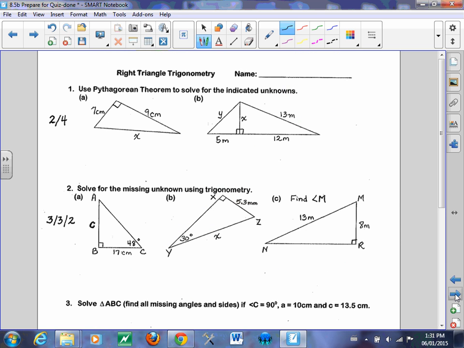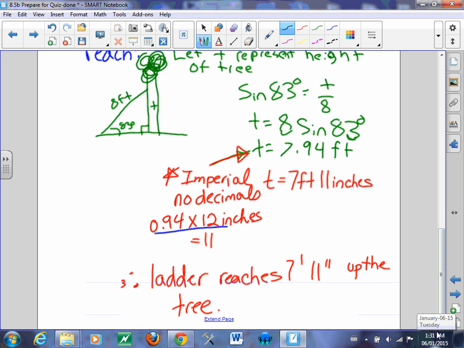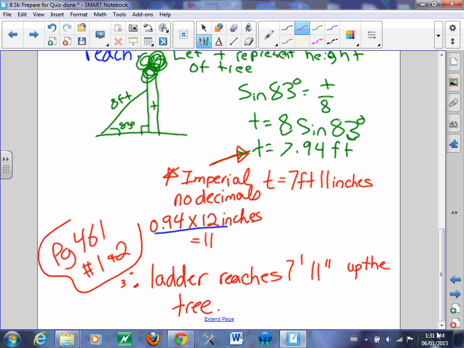Okay. So, ladies and gentlemen, here is your homework, which is the trig quiz. I want you to be prepared to do that. If you want a couple quick questions to practice, in your textbook, try page 461, numbers 1 and 2. Give that a try, and then you're going to come in and do your quiz.